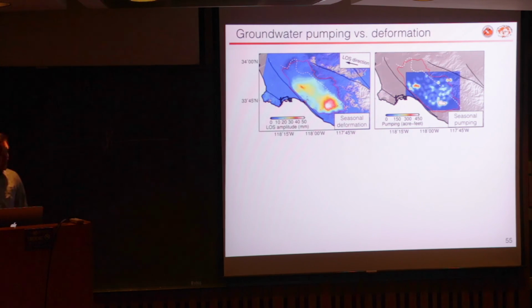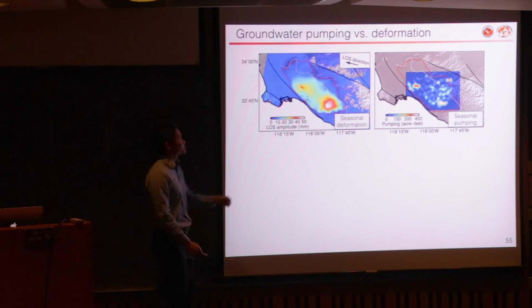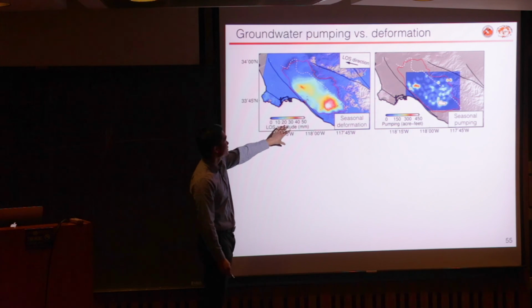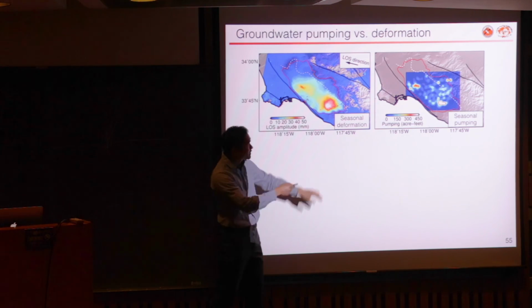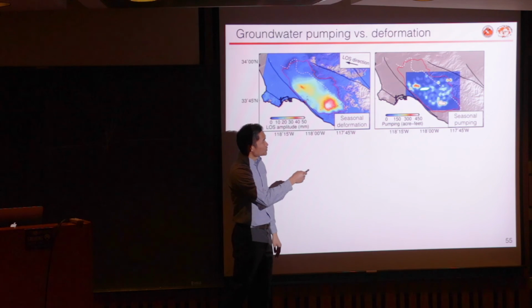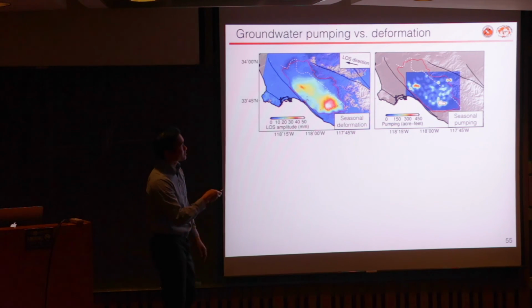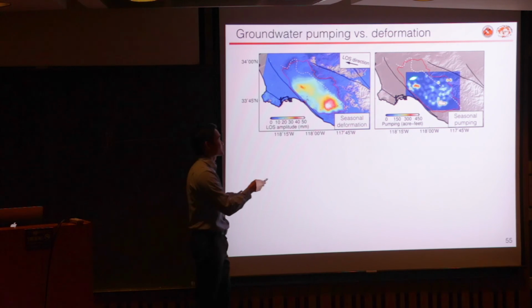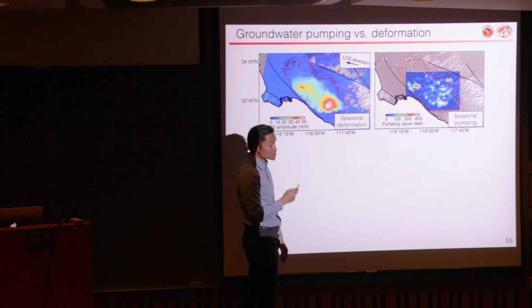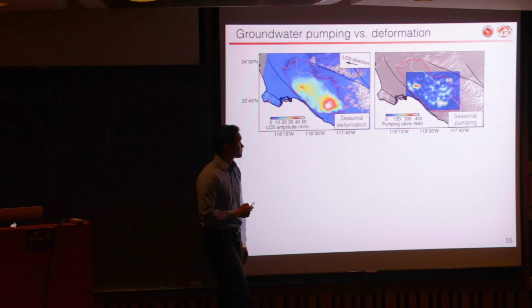So the one factor that I haven't mentioned yet is groundwater pumping. How is this related to deformation? If we look at the seasonal amplitude map for ground deformation and compare it to the seasonal amplitude of pumping, so what's my average pumping? These are large-scale production. This map was formed from large-scale production wells given to us by Orange County.